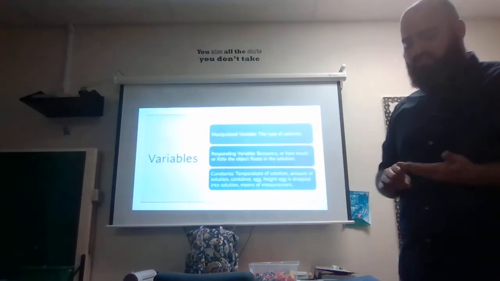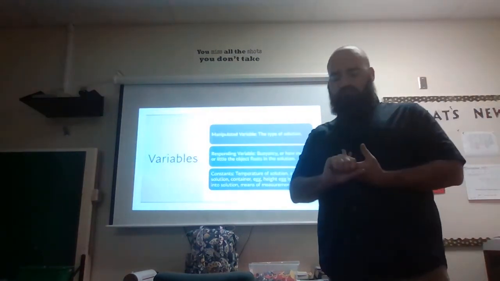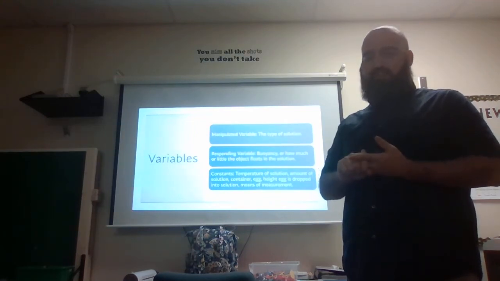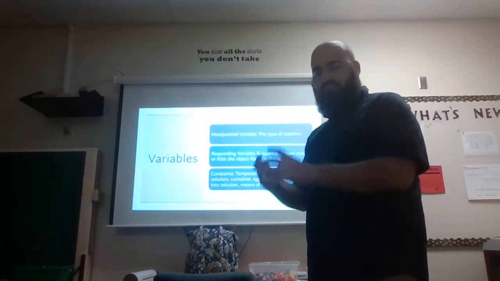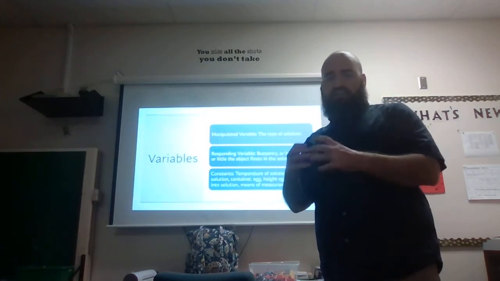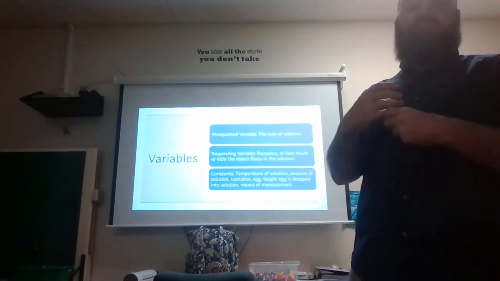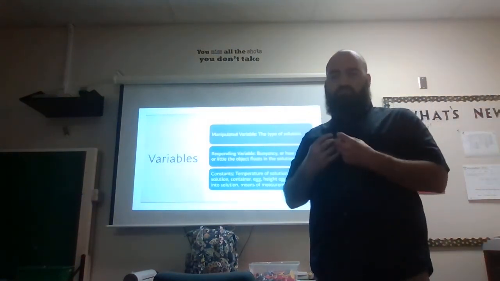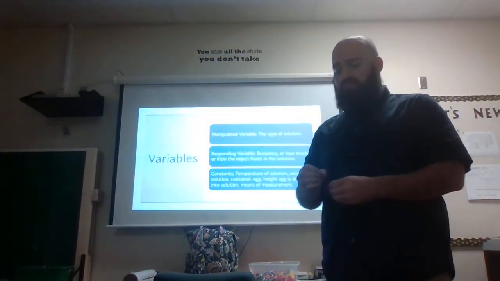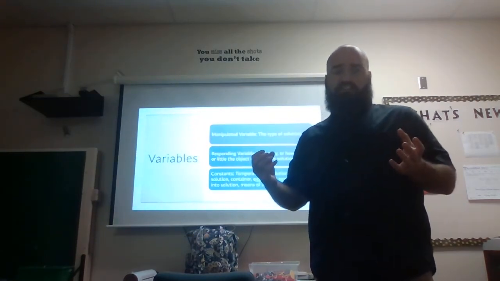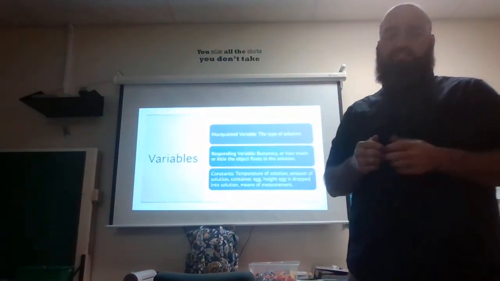So my constants, the temperature of solution, I want to remain the same. The amount of solution will remain the same. I want the same opportunity or volume for density of every item. The container, because I want everything to be measured the same, will stay the same. The egg will stay the same. I don't want one egg to be this big and one egg to be this big, and then that's not going to lead to an accurate result of buoyancy.